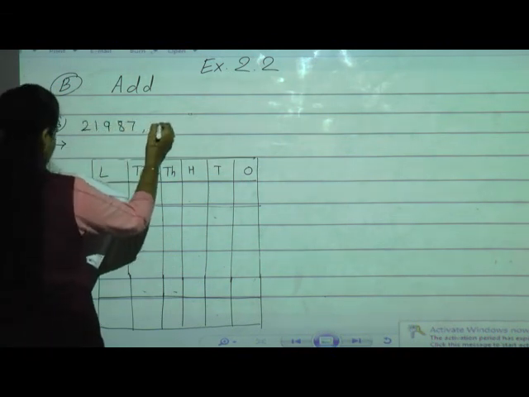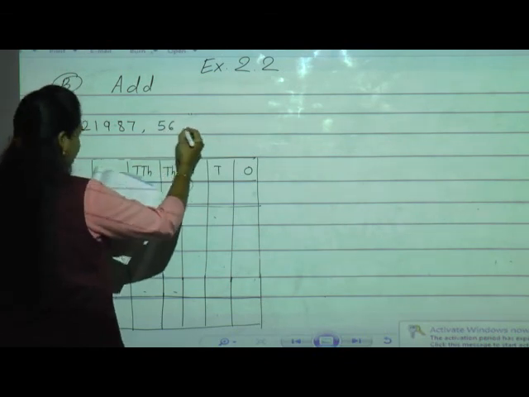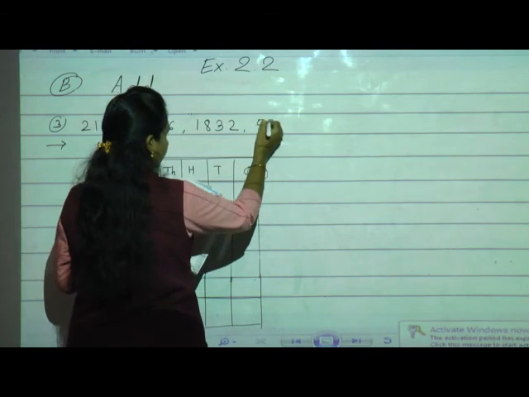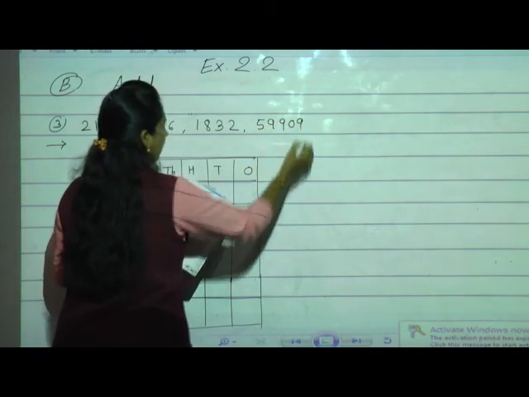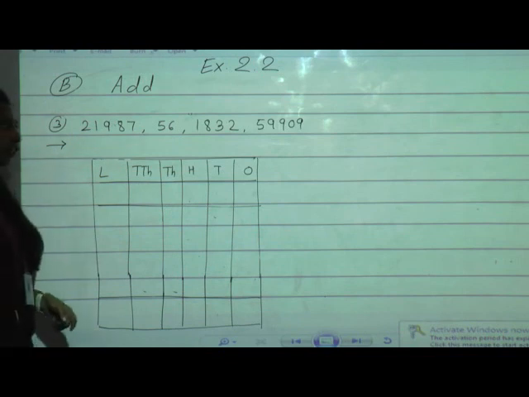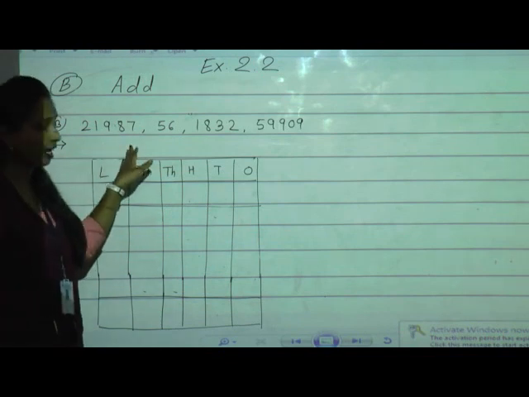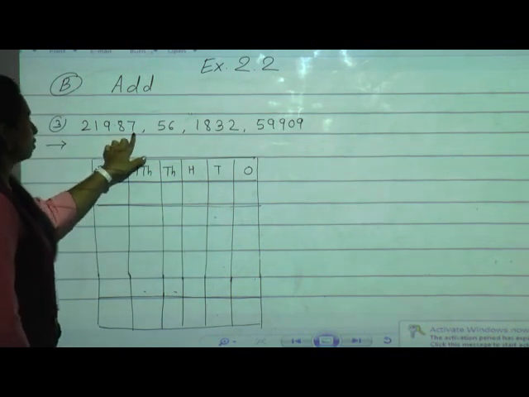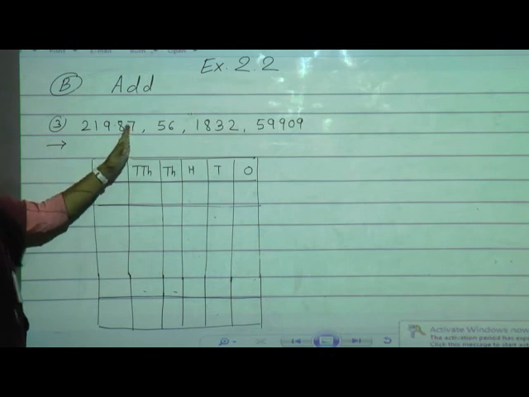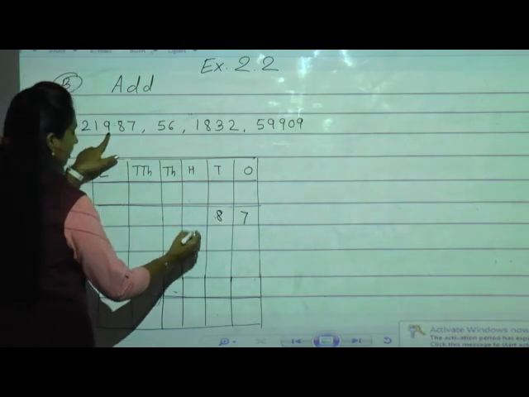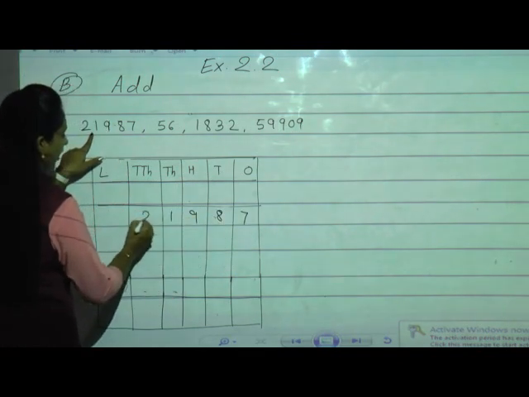21,987,56 and 1,832 and 59,909. Now if the place value chart is perfect in your mind, how we can place numbers in the place value chart directly, you see. Okay, so 7 is on the ones place, so always start writing numbers from the right side only. So 7, 8, okay, 7, 8, 9, 1 and 2.